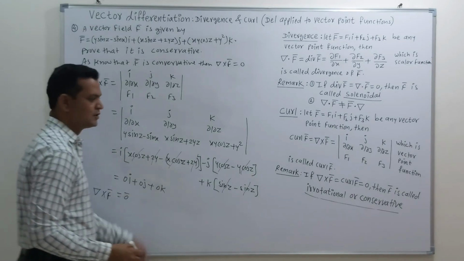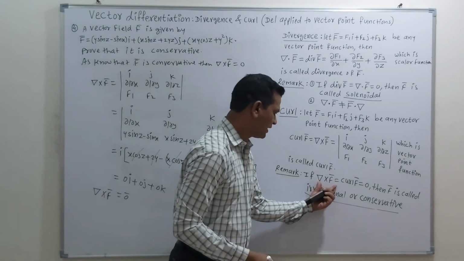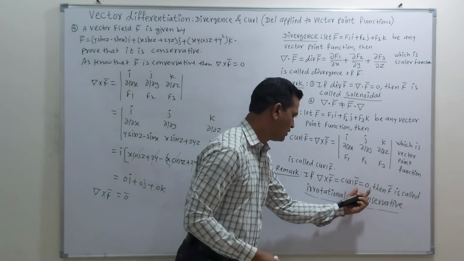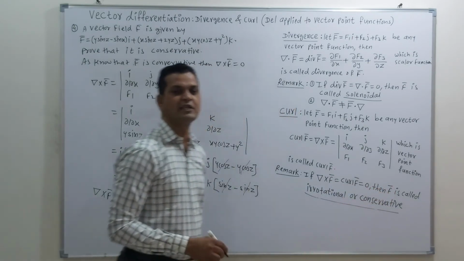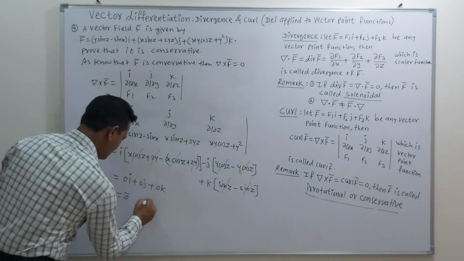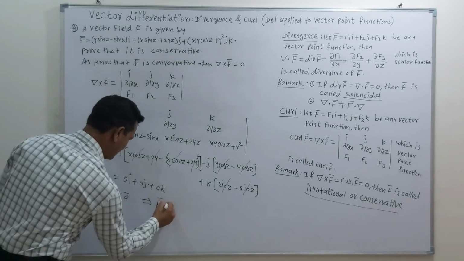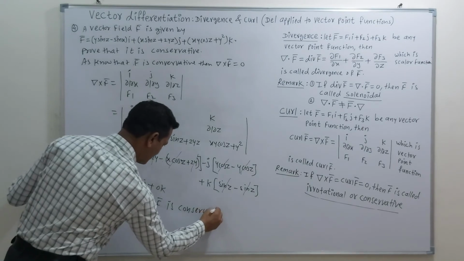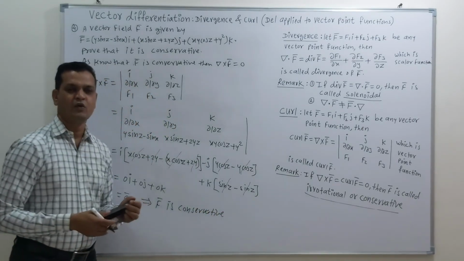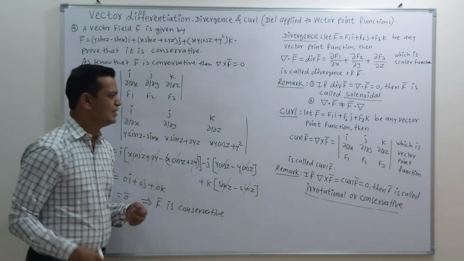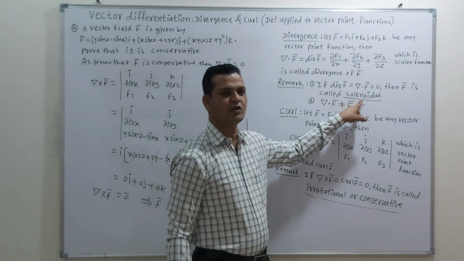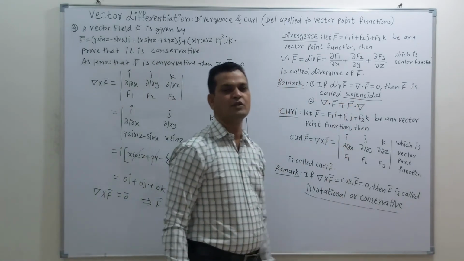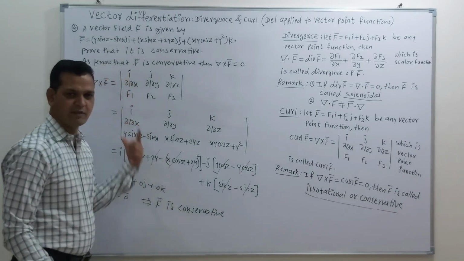So when this value is equal to 0, as per our remark, del cross f bar is equal to 0, then such a vector field is called irrotational or conservative. So this implies that the given vector field f bar is conservative. So in this way we can easily solve the example which is based on solenoidal, irrotational and conservative vector field, which is a very simple topic.